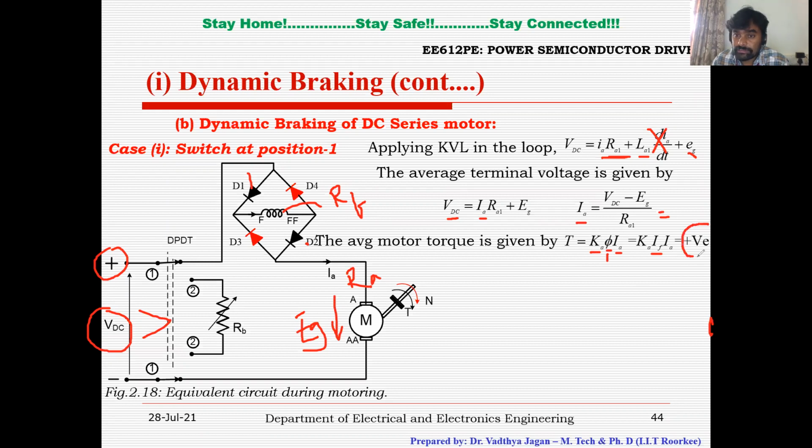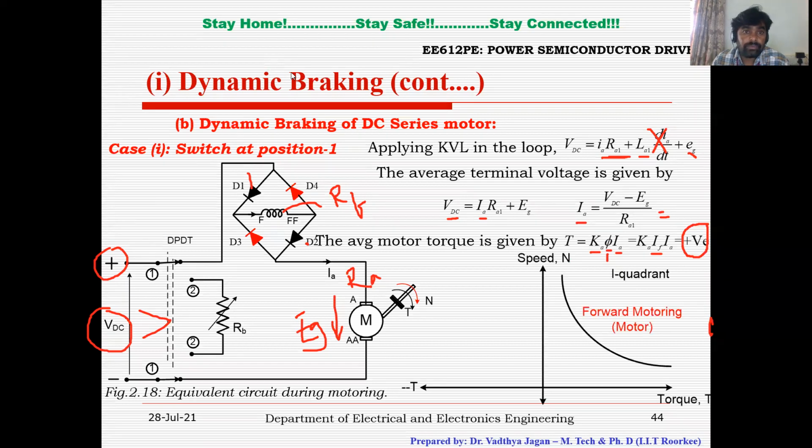That is why I will get the torque as positive, which will give the torque speed characteristics like this. So here we'll get a rectangular hyperbola, and here the machine is operating in the first quadrant, where the machine behaves like a motor. It is now called a forward motor. So you can see the rectangular hyperbola, the torque speed characteristic of a DC series motor, right?